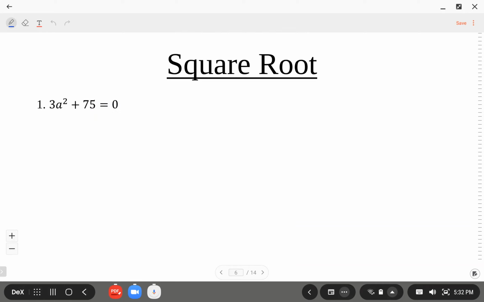So this should go by relatively quicker. Solve this with the square root. 3a squared plus 75 equals 0. Okay, I'll give you some time. Please put your answer in the chat. And remember, most of these quadratic equations have 2 solutions. So remember that. It's probably going to be plus minus something.